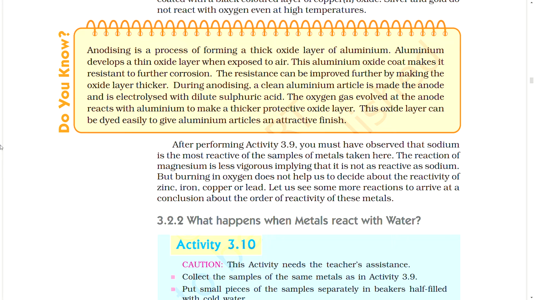After performing the activity, you must have observed that sodium is the most reactive of the samples of metals taken here. The reaction of magnesium is less vigorous, implying that it is not as reactive as sodium. But burning in oxygen does not help us to decide about the reactivity of zinc, iron, copper, or lead. Let us see some more reactions to arrive at a conclusion about the order of reactivity of these metals.